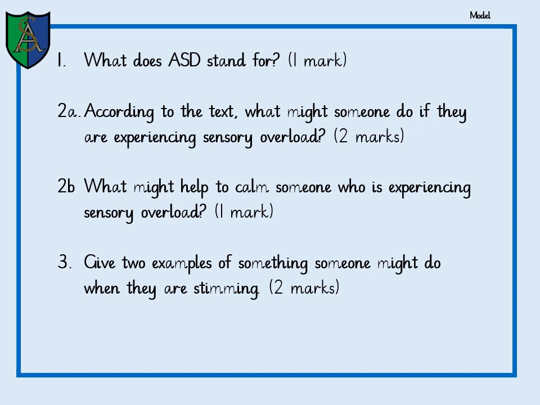2B says, what might help to calm someone who is experiencing sensory overload? And this is at the bottom of the page in a little fact box on the same page that's talking about sensory overloads. And it says that maybe leaving them alone might help, but also providing them with noise cancelling headphones. And then number 3 says, give 2 examples of something someone might do when they are stimming. Now again, it's really good because this is a non-fiction text, so we can jump straight to the pages that are all about stimming. And we're given quite a few examples, so I'm going to just pick 2 of them. So you might flap your hands and you might flick your fingers. I'm wondering if you can find any more examples.